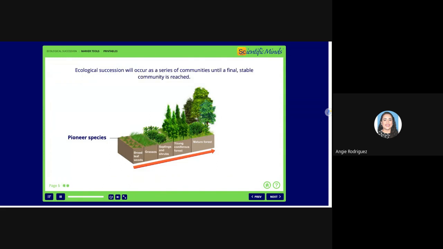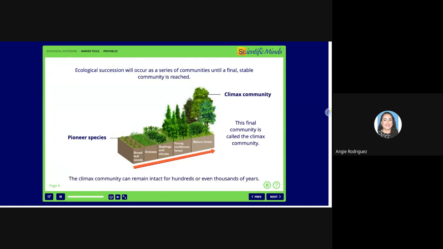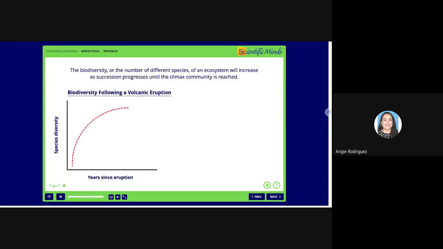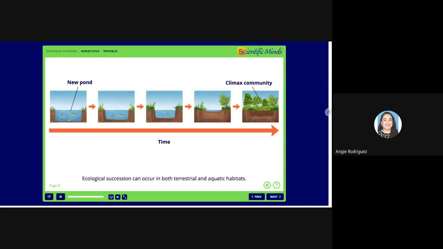Ecological succession will occur as a series of communities until a final stable community is reached. This final community is called the climax community. The climax community can remain intact for hundreds or even thousands of years. The biodiversity, or the number of different species of an ecosystem, will increase as succession progresses until the climax community is reached. Species diversity then levels off due to competition among organisms. Ecological succession can occur in both terrestrial and aquatic habitats.